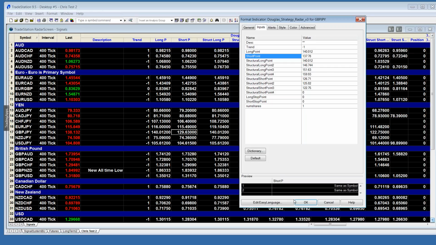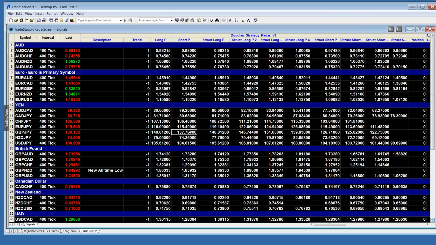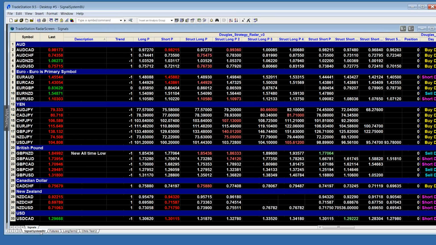So this is the short at 137. This is where we're going to take it short. Also, I want to show you the New Zealand yen.